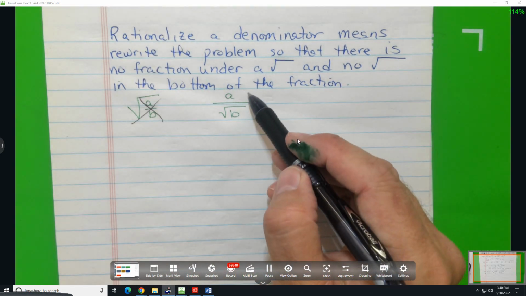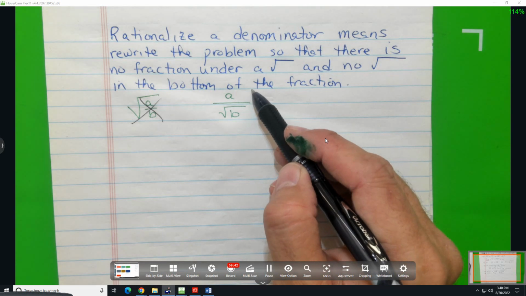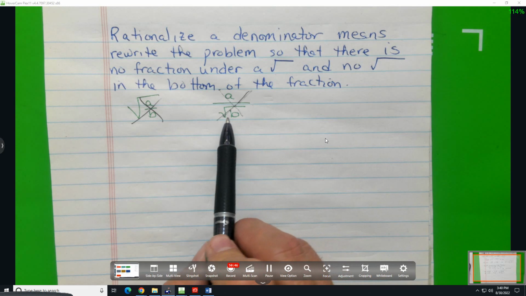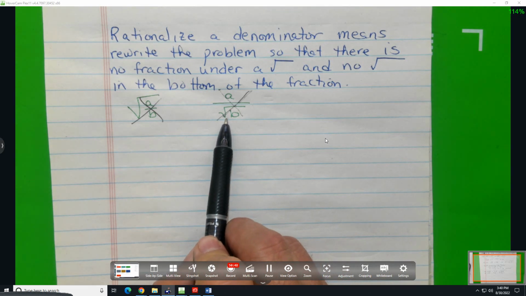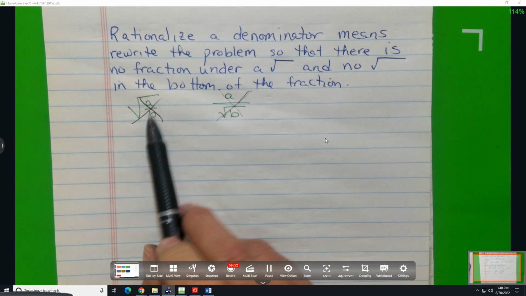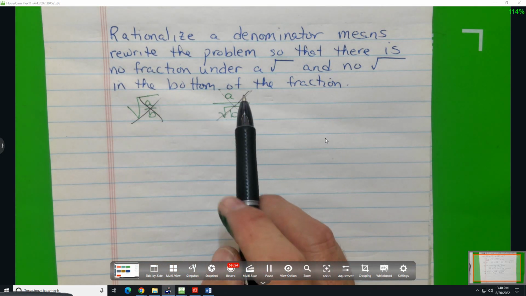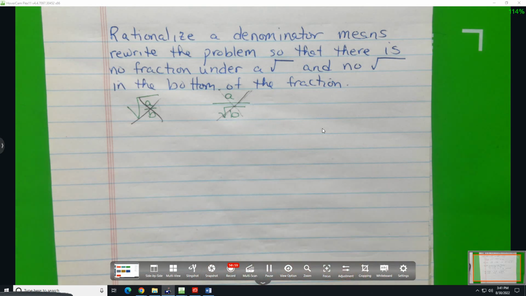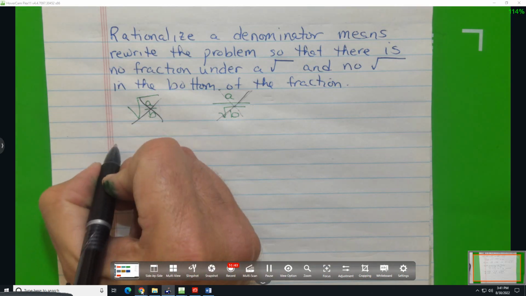When we're working with fractions that have square roots, we want those fractions written where the square root symbol isn't in the bottom, and at the same time, no fraction under the square root symbol. You can have the square root in the top. It's fine to have a square root in the numerator. You just don't want a square root in the denominator. And with that in mind, let's look at number 19.